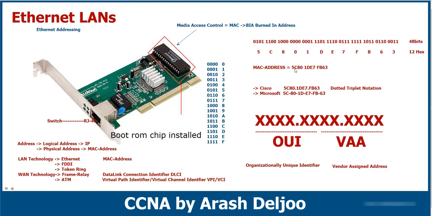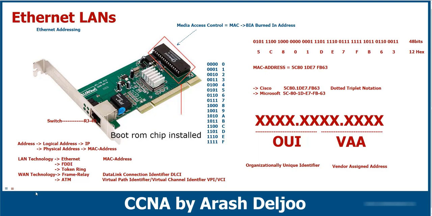Now we have only 12 hex characters, and it's easier for us to work with this address in comparison with the 48 bits. Because of that, the operating system can convert the MAC address from binary to hex for us, and from hex to binary for the hardware. Very good. Now we have another notation for the MAC address.